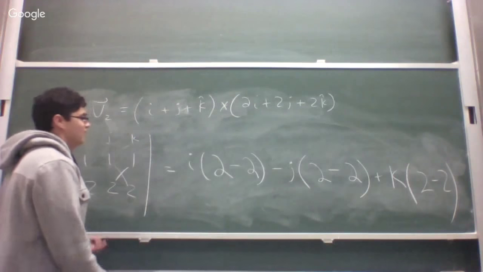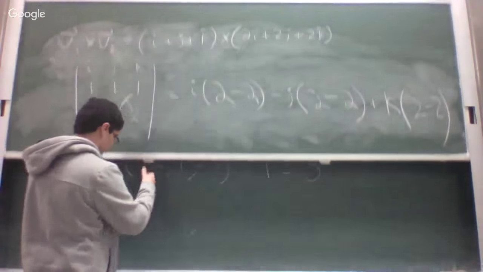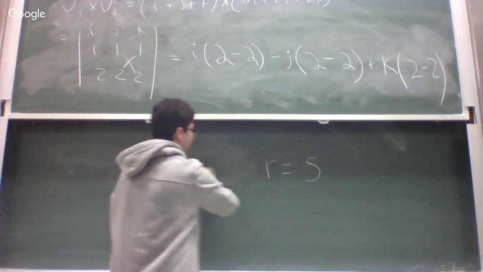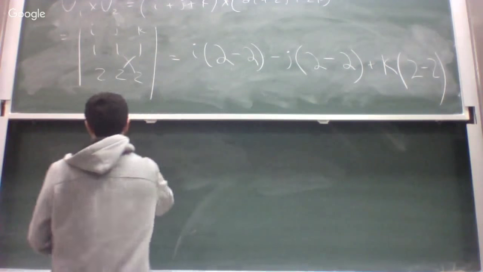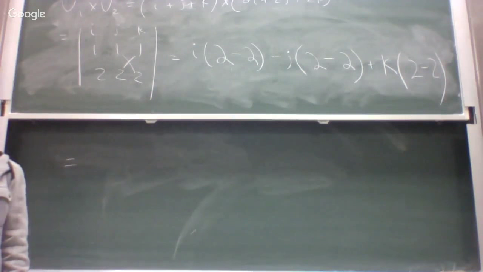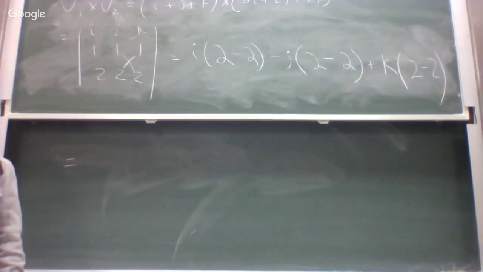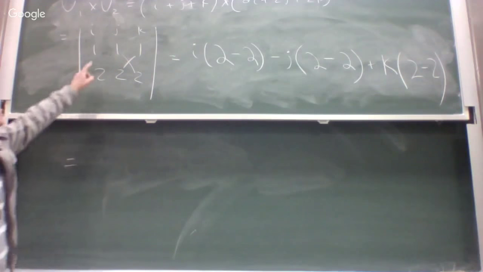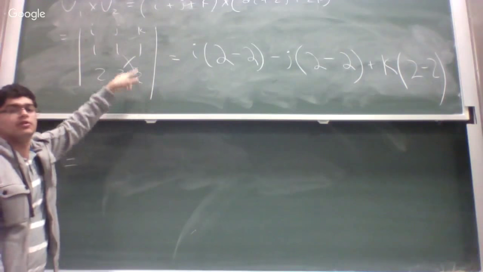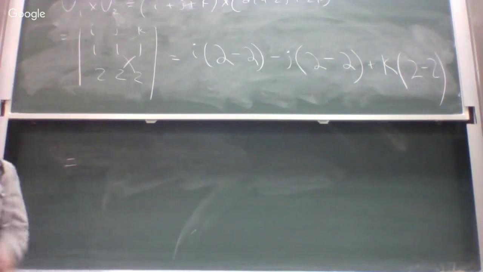So, this problem, what answer do we get overall? Yeah, so it's not 0. It's 0i plus 0j plus 0k.